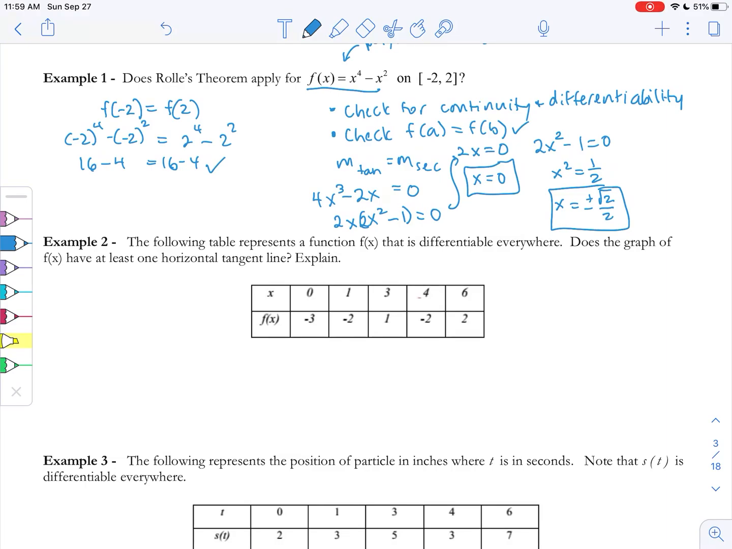For example 2, you have the following table that represents a function f of x that is differentiable everywhere. So again, we want to recall that differentiability implies continuity.